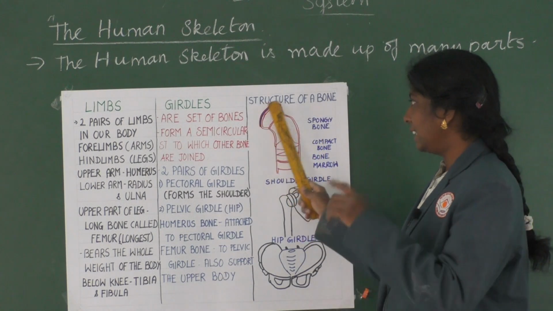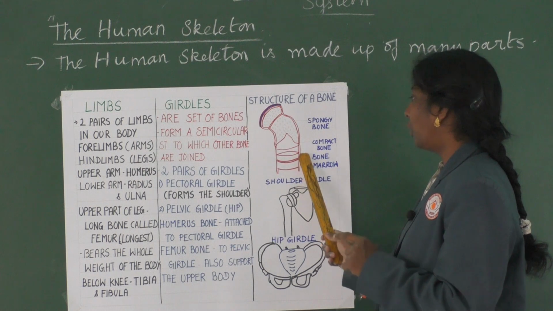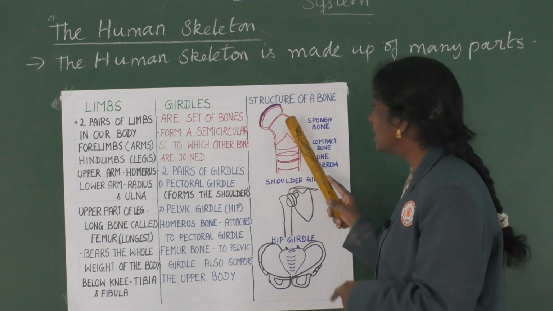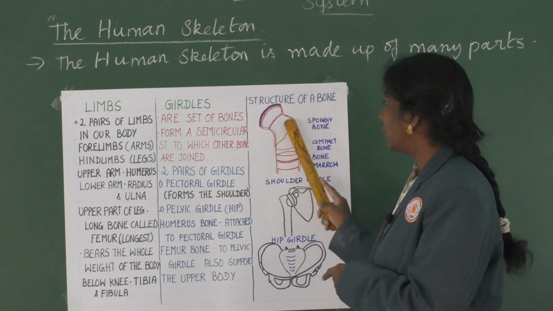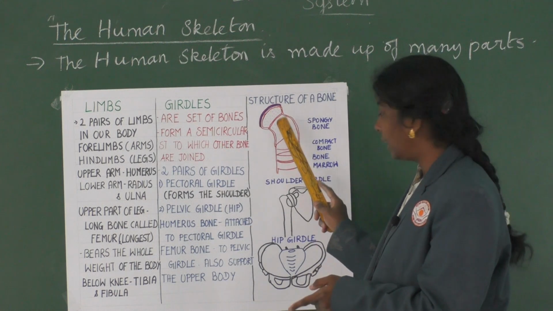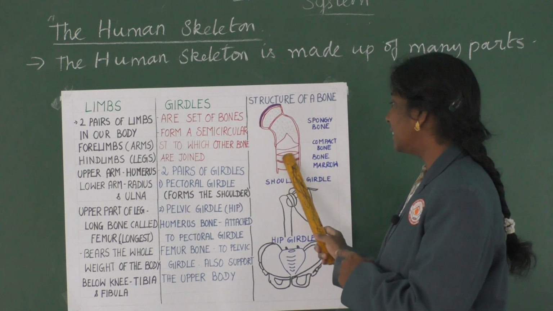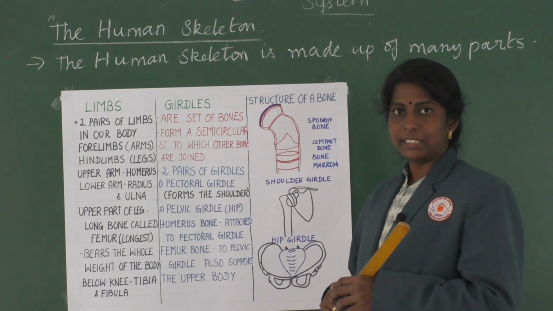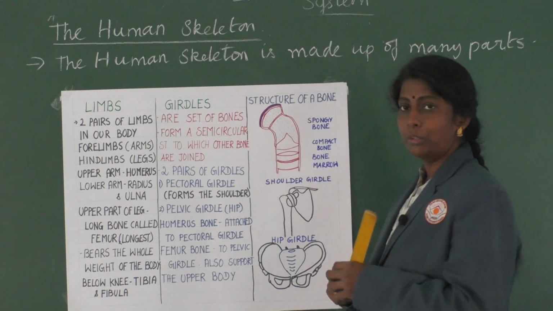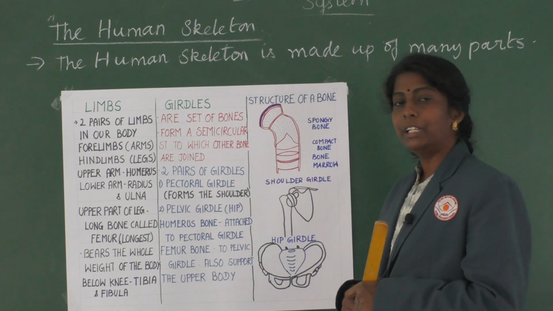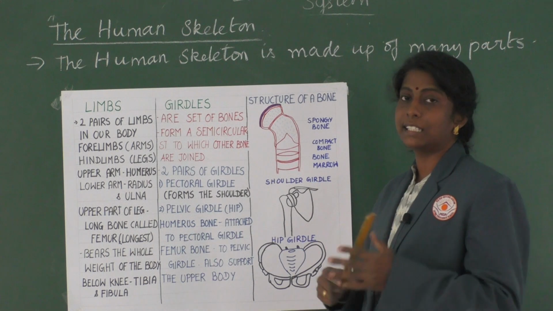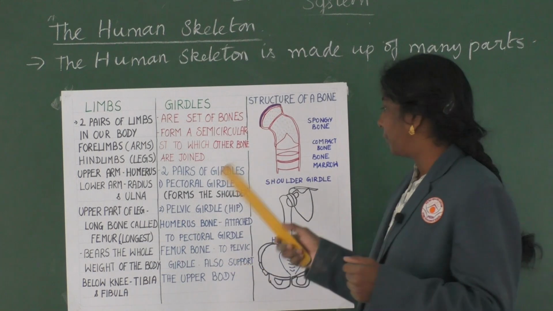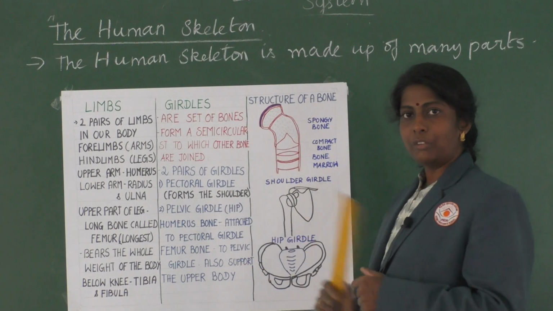So as I said, the outer part is somewhat hard and that is said to be a compact bone, and the inner part is soft and spongy. Inside you can see bone marrow. Bone marrow is nothing but a tissue present in the bone, and here all the different types of cells like RBC, WBC, platelets will be produced. Okay, so this is about the structure of bone.